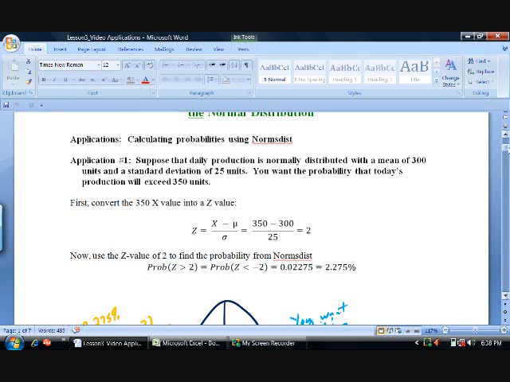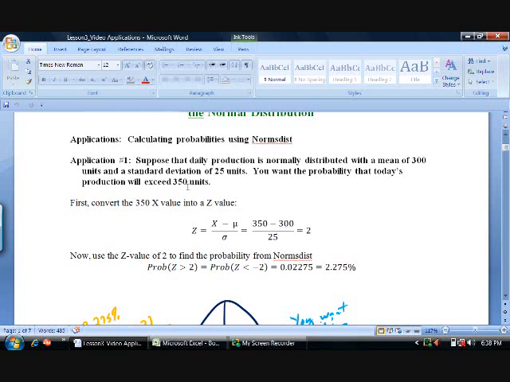I'm going to work through those 3 examples or applications. Alright, the first of these says, let's suppose that daily production is normally distributed with a mean of 300 units and a standard deviation of 25 units. You want the probability that today's production will exceed 350 units. Our tables are in terms of z values, not x values. So I have to turn these production figures, these x values, into z's. I'm interested in an x value of 350.